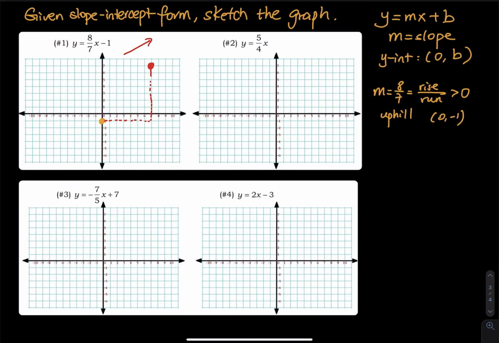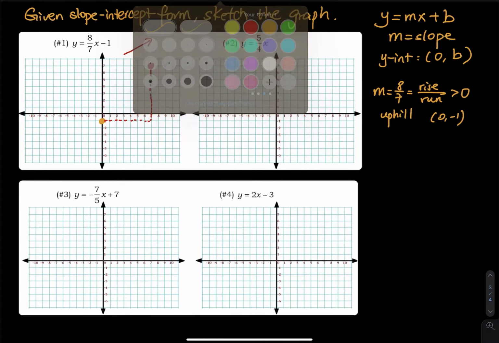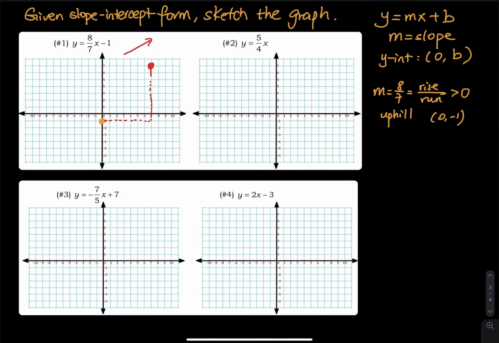So what is the basic ingredient to sketch a graph? The basic ingredient is we need 2 points. Then we connect them and extend the line. Then this is the graph of the linear equation. And is there another way to trace the rise over run? The answer is yes. You can go 8 units up and then 7 units right.